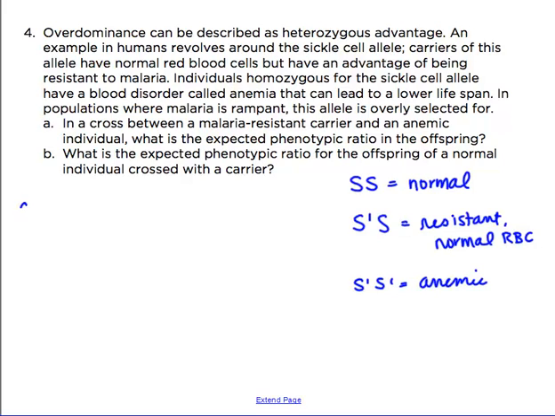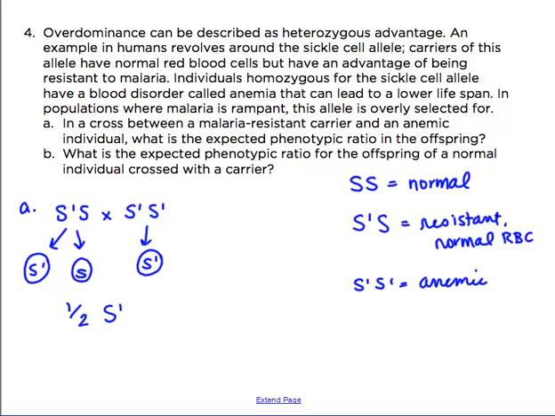Okay, so for A, we have a malaria-resistant carrier, S prime S, crossed with an anemic individual, S prime S prime. And what is the phenotypic ratio in the offspring? Well, this individual can only give the S prime allele, and this individual can either give the S prime or the normal S allele. So the offspring would be 1/2 S prime S prime, which is anemic, and the other half of the offspring would be S prime S, which would be resistant to malaria, but have normal red blood cells.